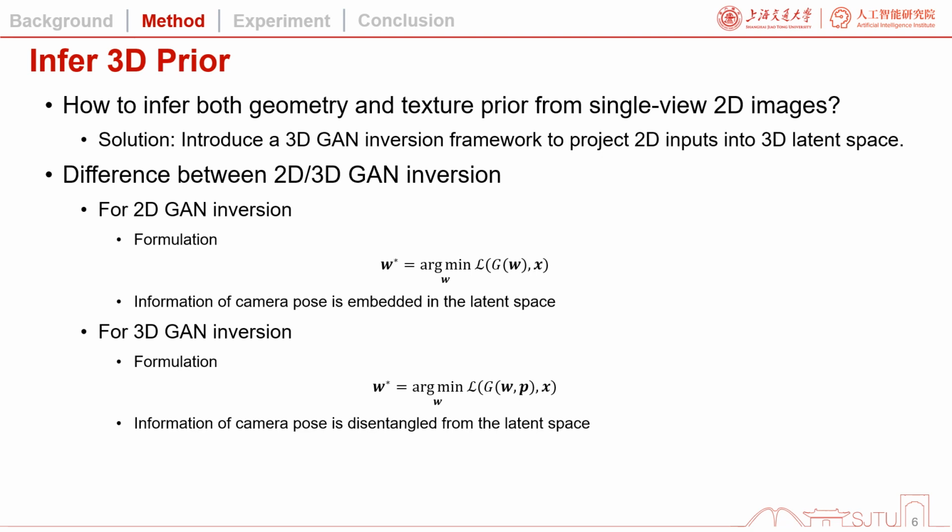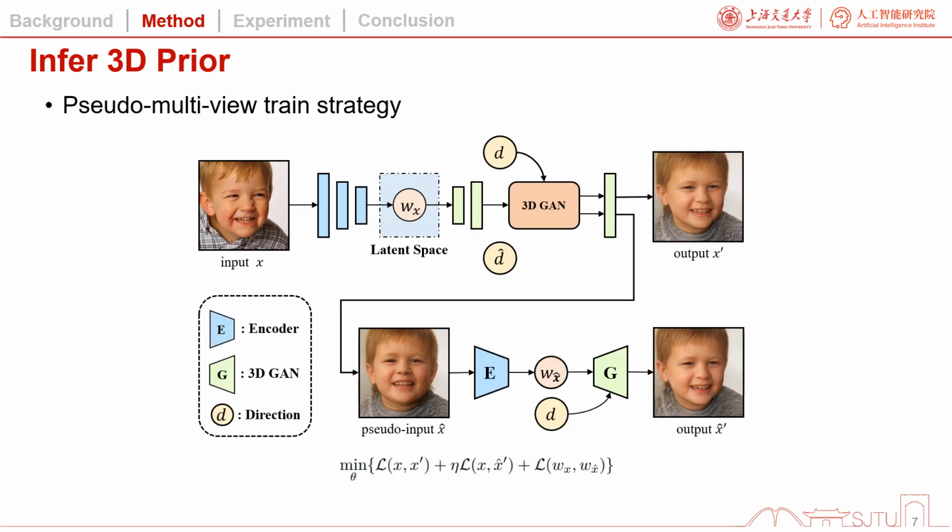To overcome this problem, we design a pseudo-multi-view training strategy, using a generated image in a different view from the source image to improve the consistency of latent code projection. Here's the illustration of our pseudo-multi-view training strategy. The key idea of this strategy is to serve the generated image x hat in a random direction d hat as a pseudo-multi-view input. Considering the bottom branch helps our optimization meet the non-bijective property and obtain rather accurate 3D prior in the form of latent code.